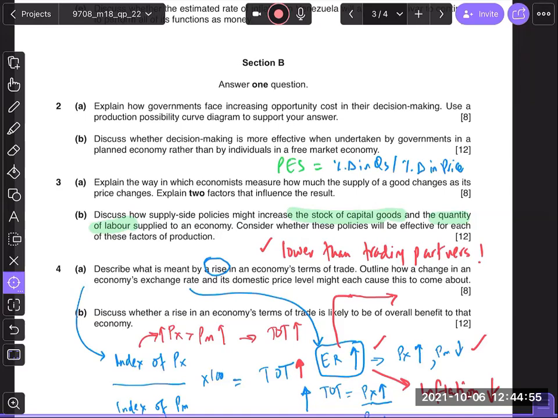You can talk about how government face increasing opportunity costs in the decision. So when you are looking at government, you need to make a PPC concave to the origin, and you can write military versus non-military goods, and you can talk about how it's an increasing opportunity cost because resources are not perfectly mobile. And so we can make a diagram like this one.